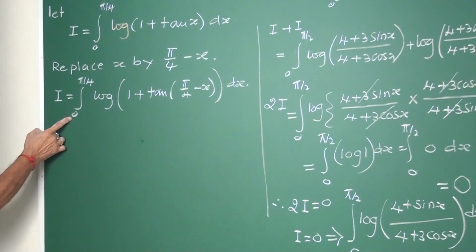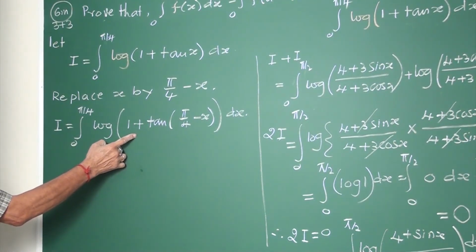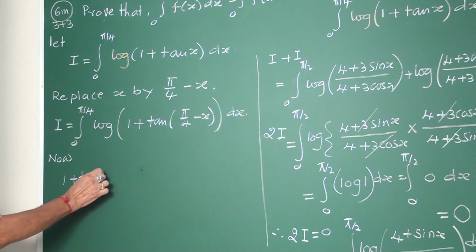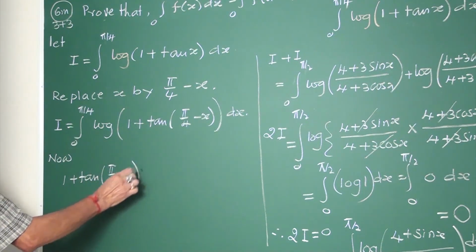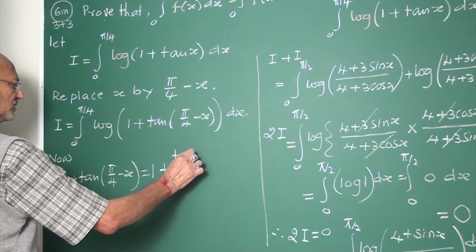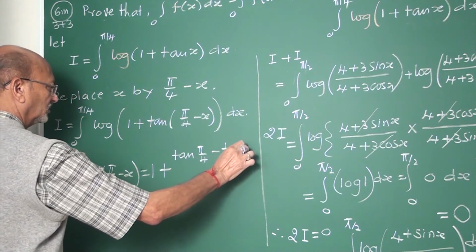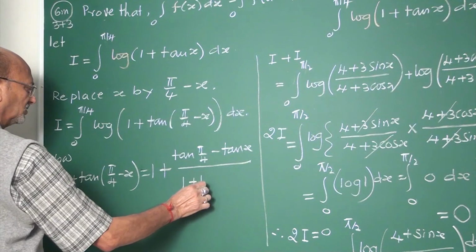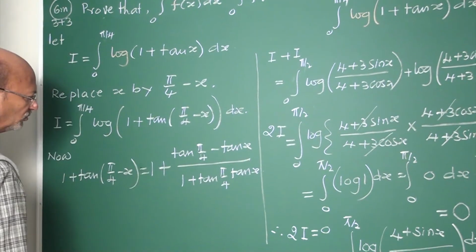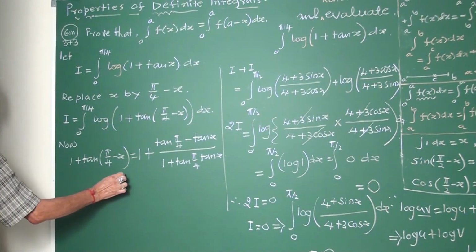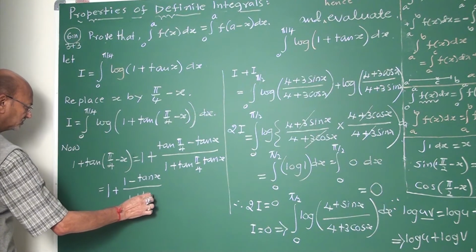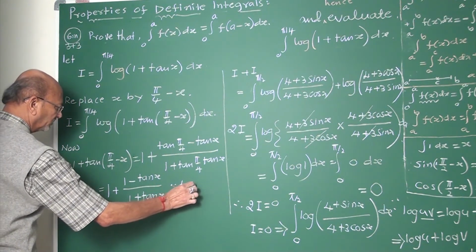To avoid repeating this integral, I consider only this and simplify it. Now I consider 1 plus tan of (pi by 4 minus x). Tan(A minus B) is (tan A minus tan B) upon (1 plus tan A tan B). Now you know the value of tan 45 is 1. So this is 1 plus (1 minus tan x), the denominator is 1 plus tan x, because tan of pi by 4 is 1.